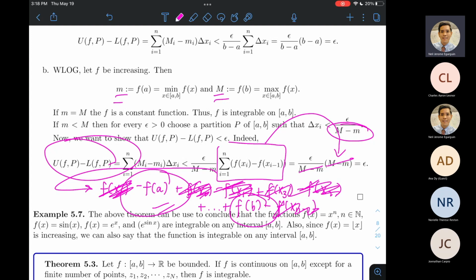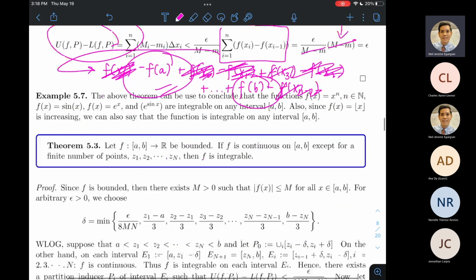We have proven na ang monotonicity ay sufficient together with boundedness para makonclude ang Riemann integrability. Okay?